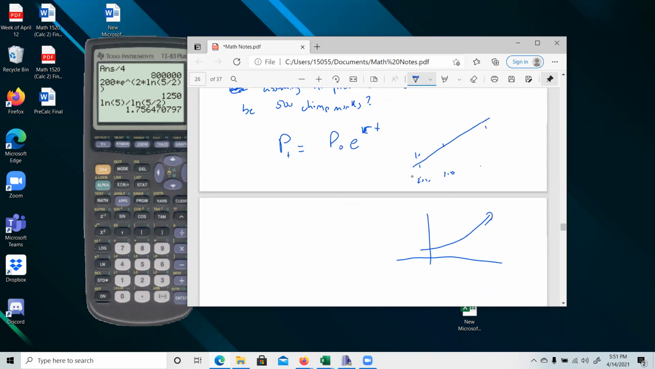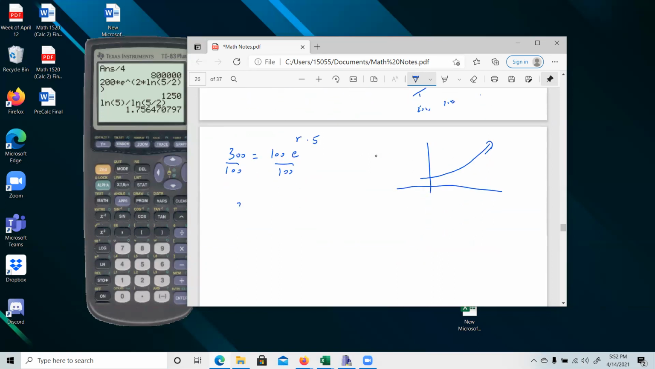So let's see here. We had 300, right? After 5 years was equal to 100 e to the, and I don't know what the r is. It's always the case with these. Times 5. 5 years passed. So let's go ahead and divide both sides by 100. So we get 3 is equal to e to the 5r.